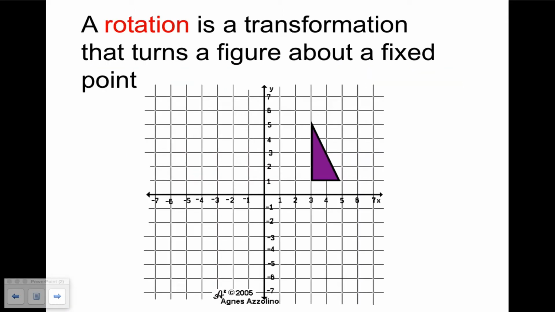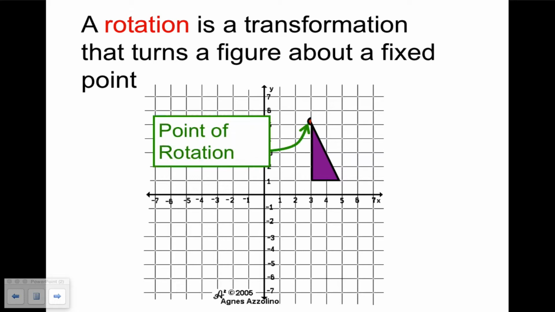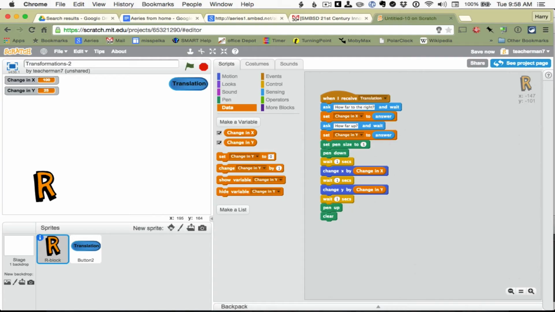Rotation is a transformation that turns a figure about a fixed point. That point is called the point of rotation. This would be a 90-degree rotation, and the image is what you get after you rotate around that fixed point. All right, let's try a rotation.